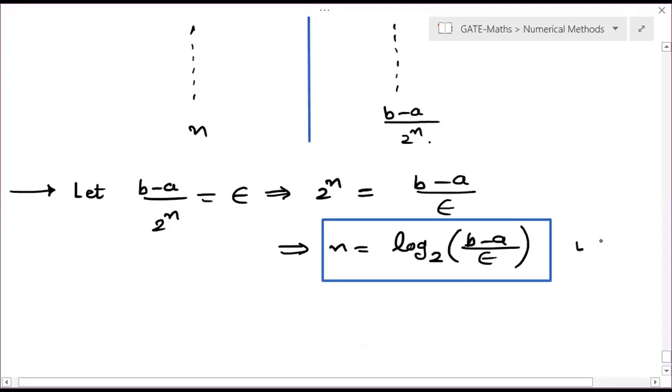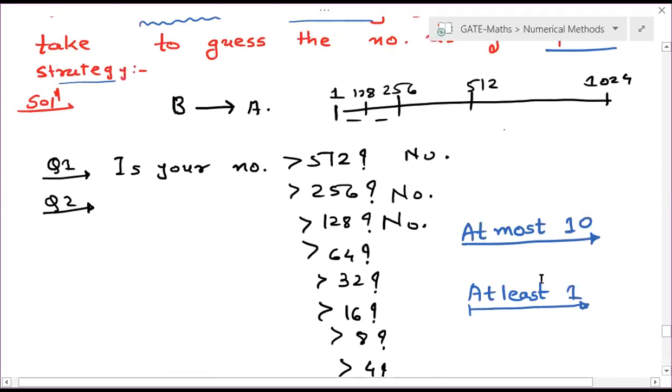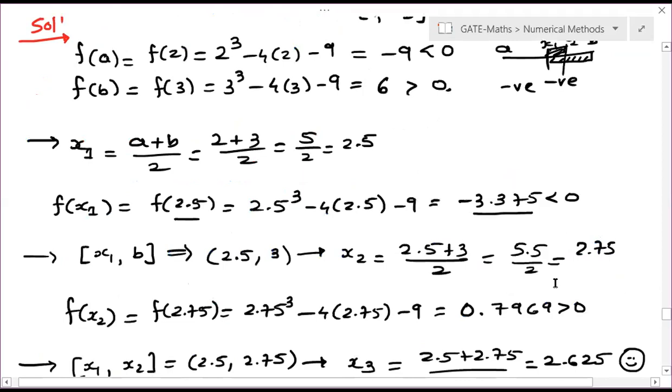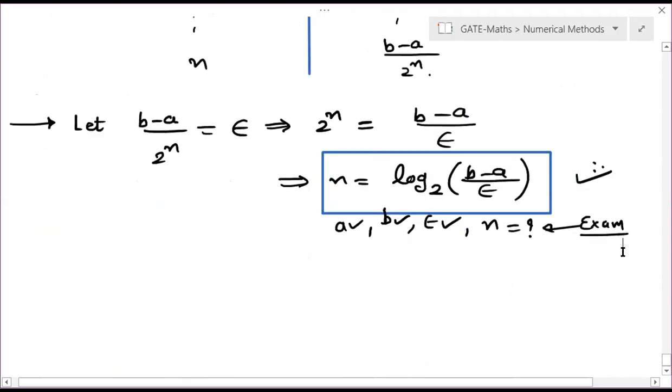In the exam they may give you B, A and epsilon, and ask you to find the value of n, so you can find it. This type of question can come in the exam. Is it clear now? So we are concluding bisection method here. Clear with this? So let us continue with a new method, that is regular falsi method.